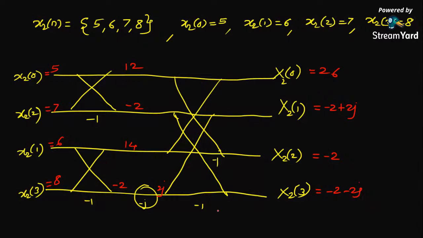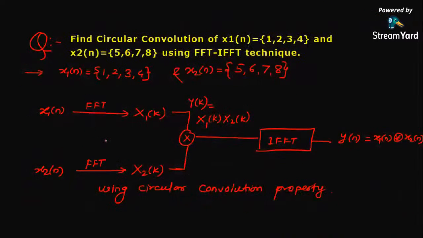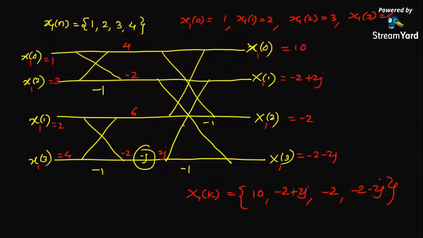So the answer is X2 of k = [26, -2+2j, -2, -2-2j]. So the first step is over, that we have calculated the FFT. Now the next step is you have to multiply both the values. Find y of k = X1 of k multiplied by X2 of k. So here you have to multiply point-wise.